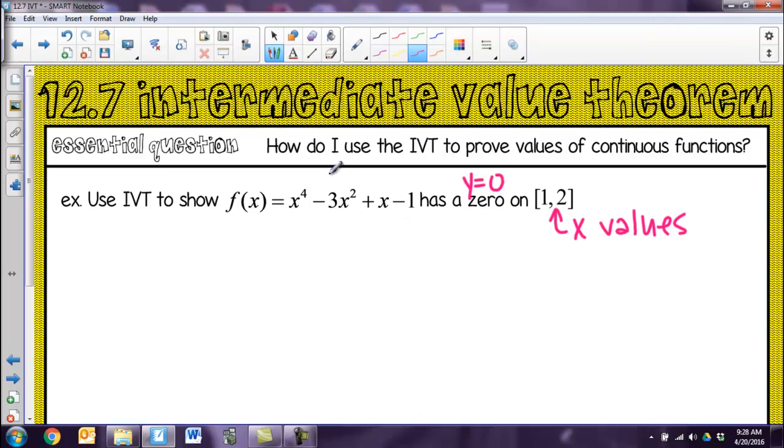So the first thing I know is that this function is in fact continuous. It's continuous because it's a polynomial, and we talked about that on the day of continuity. If it's a polynomial, if it's sine, if it's cosine, if it's an exponential, they are continuous on their domain. So I know it's going to be continuous on this interval because it's continuous everywhere. So what I'm going to do is prove that there is a number in here that would give me 0 for my y.